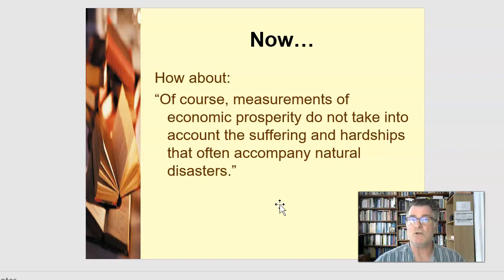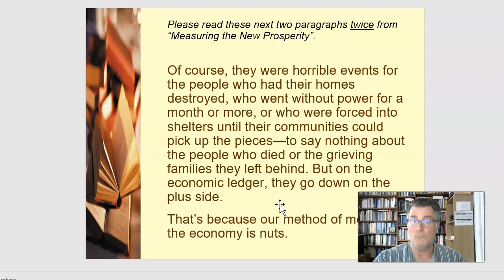A sentence. So measuring the amount of words versus the original source to the paraphrasing, clearly there will be much less. You can sometimes paraphrase in one sentence an entire paragraph's worth of ideas. And this is what we've done here. Of course, measurements of economic prosperity do not take into account the suffering and hardships that often accompany natural disasters. And that's essentially what the previous statements that we saw here were saying.